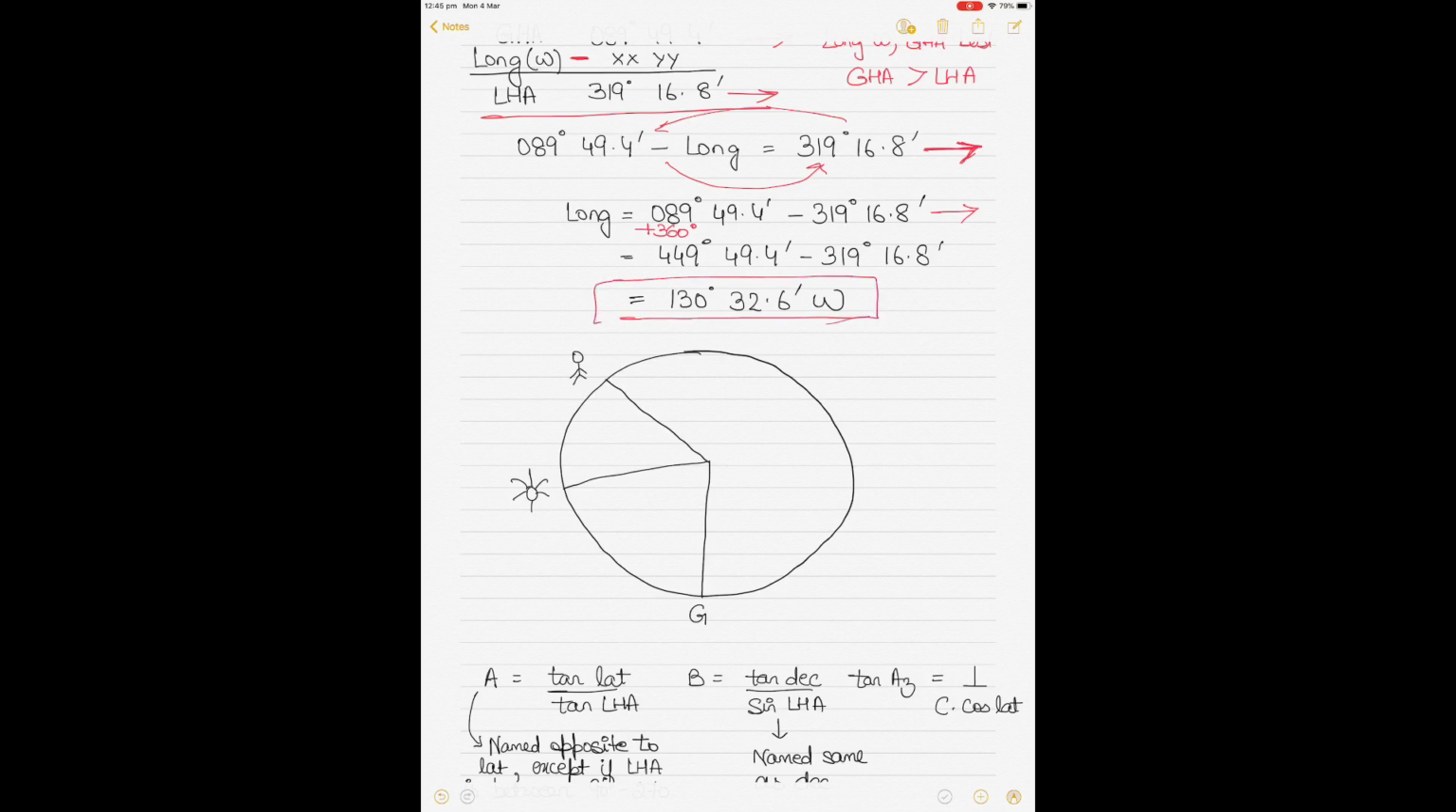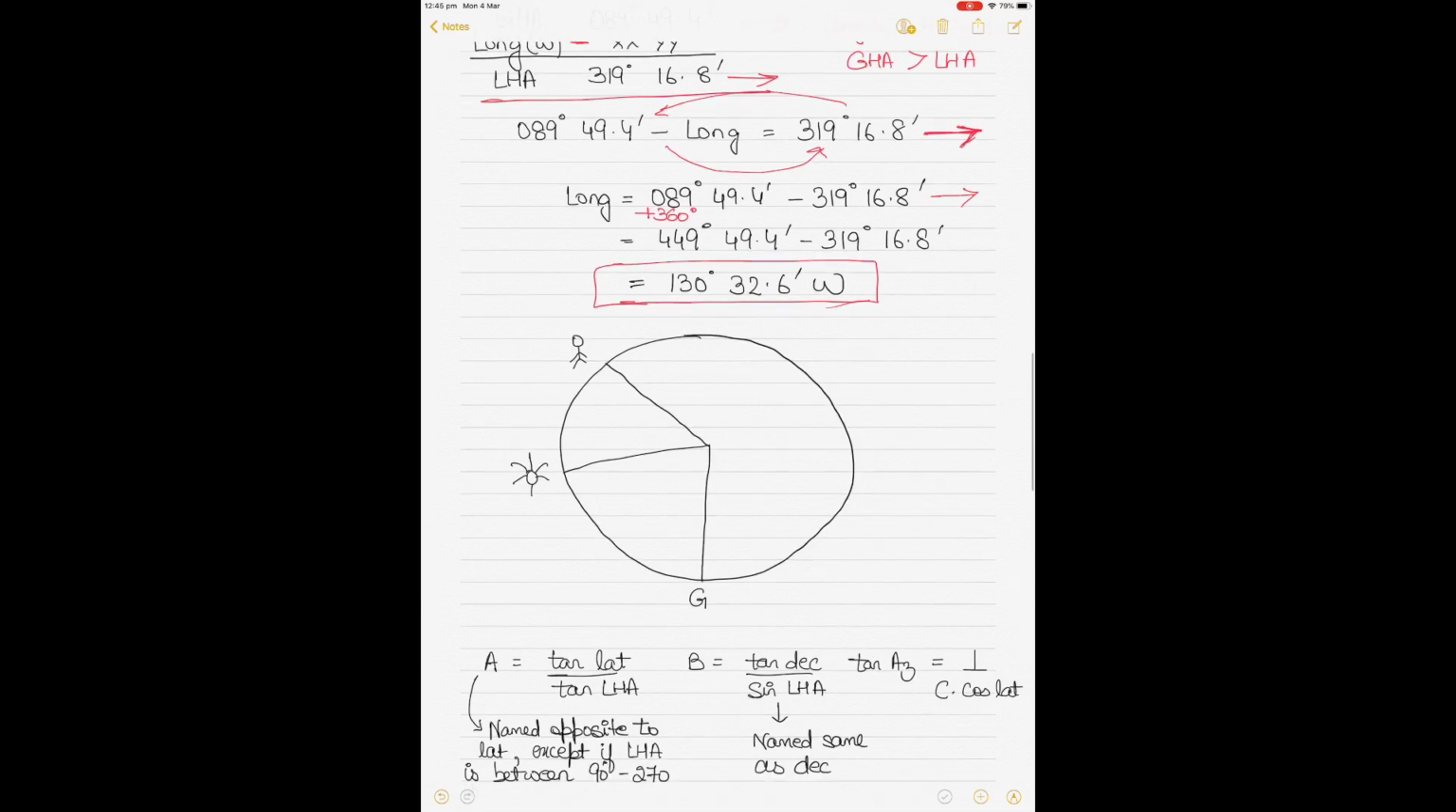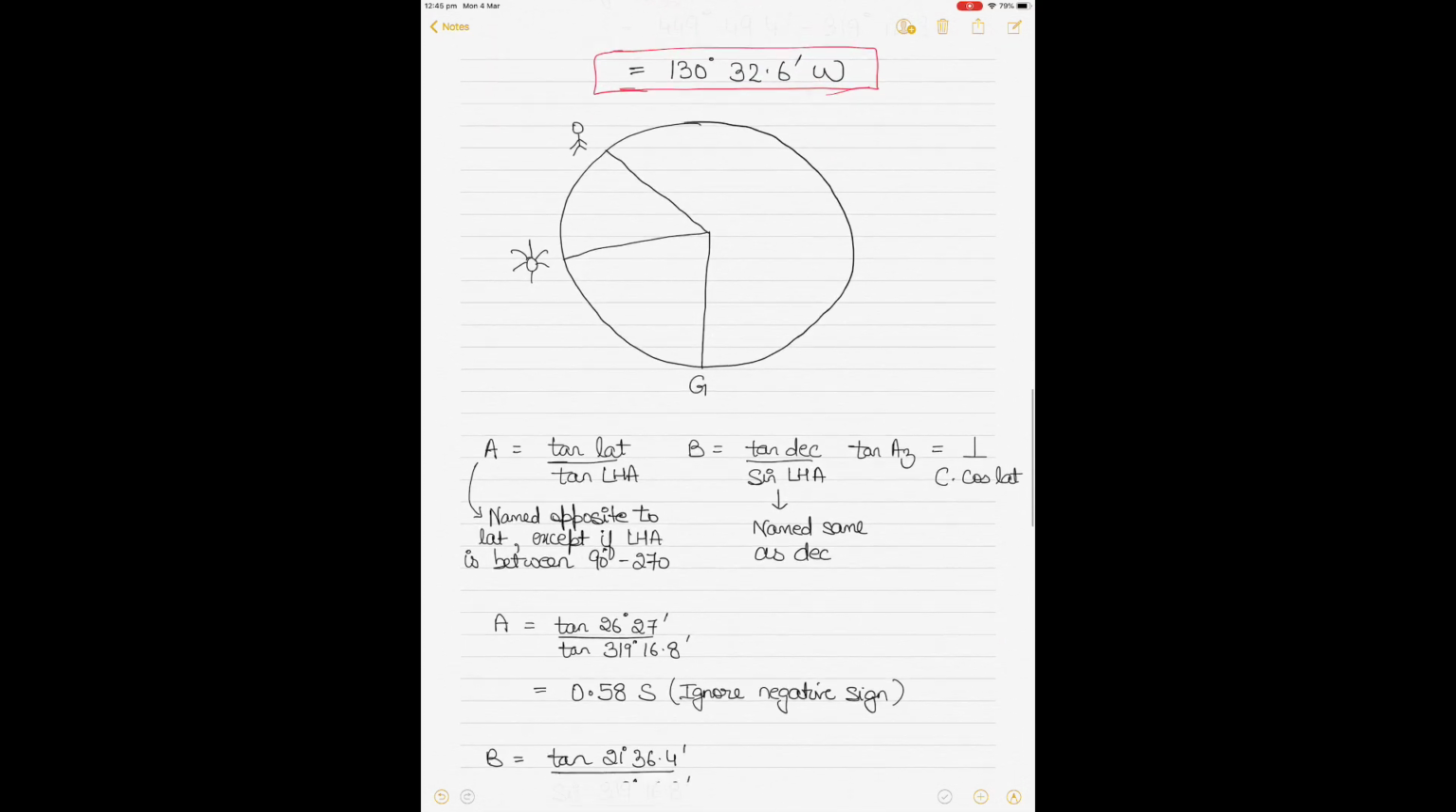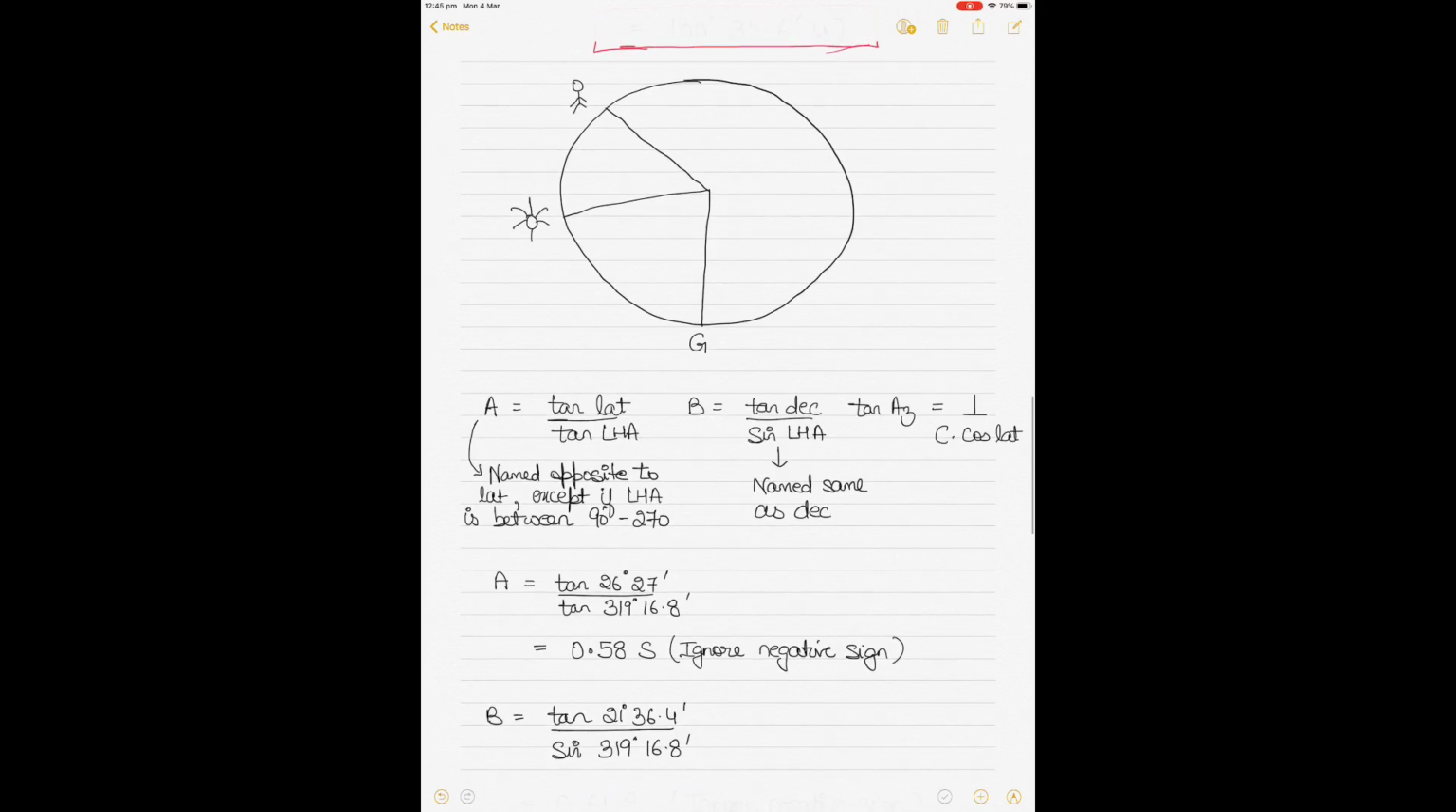You know it's west because your DR longitude was west. That was an indication to you. Your dead reckoning longitude was west, so you know it is west. The other way you can solve this, and this is a concept method, I don't know if many of you will understand this, but I thought I'll explain it to you.